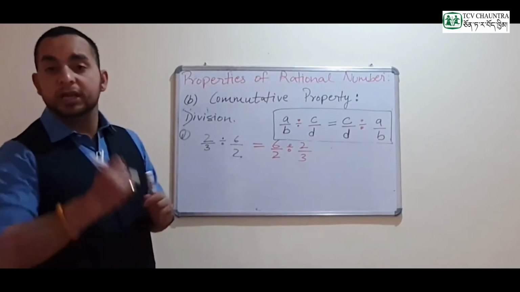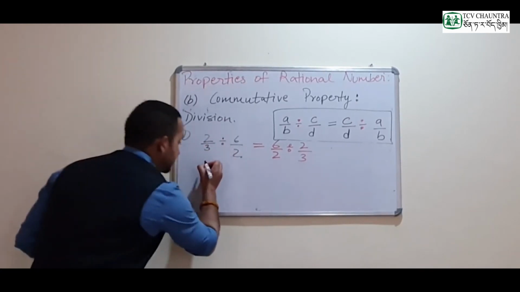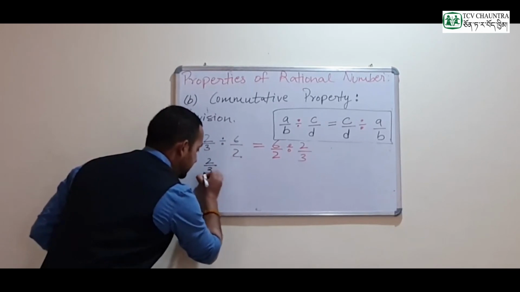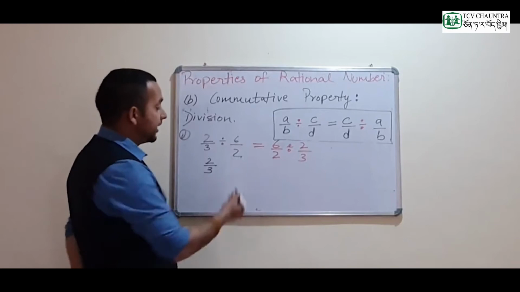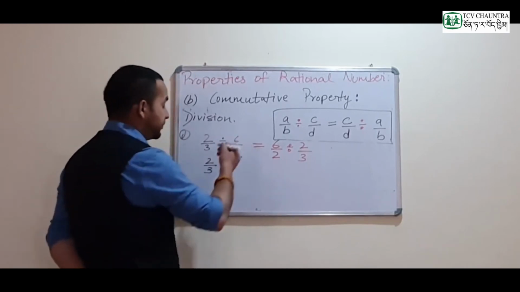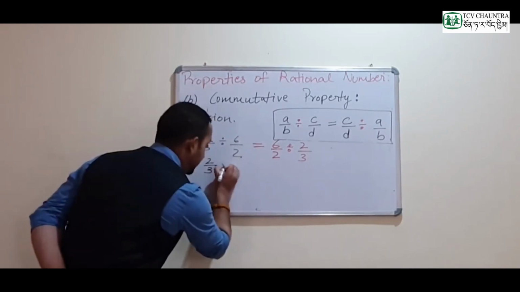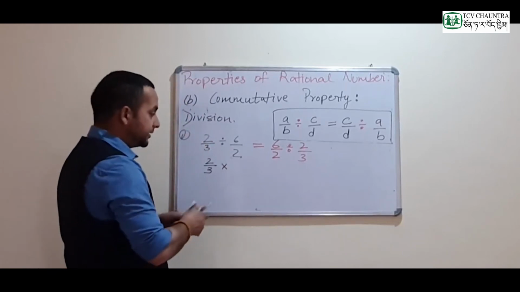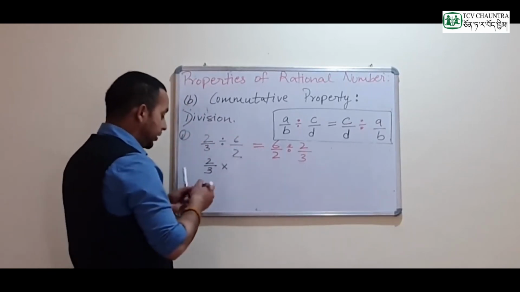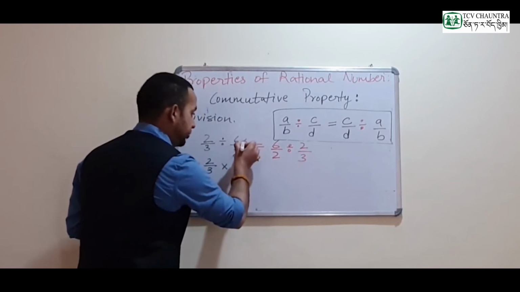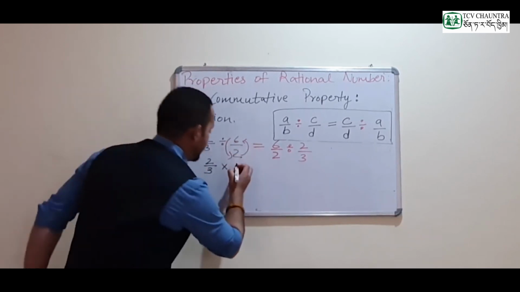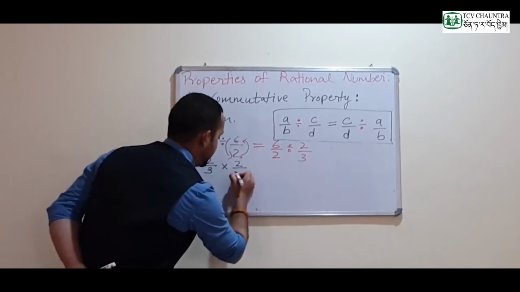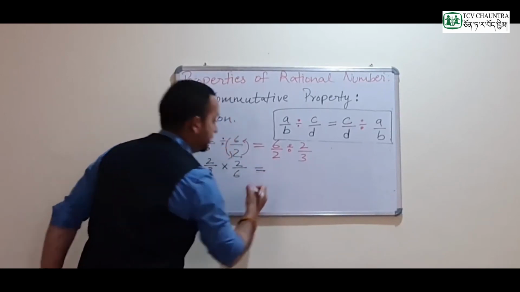We are writing the first fraction or rational number as it is, 2 upon 3, and we are reciprocaling the second rational number. When we reciprocal, our operation changes, and the numerator becomes the denominator and the denominator becomes the numerator. So it will become 2 upon 3 multiplied by 2 upon 6.